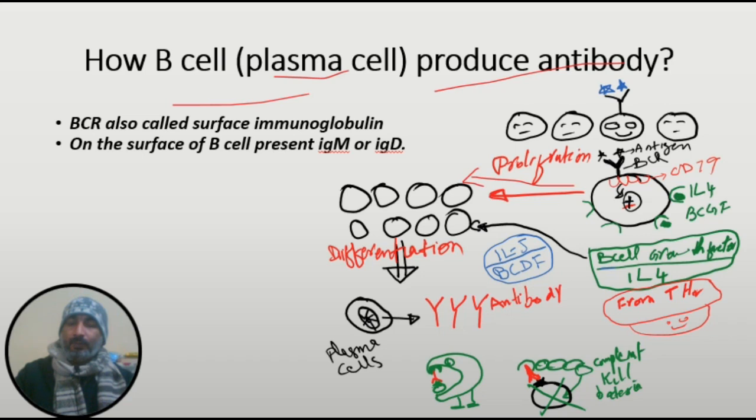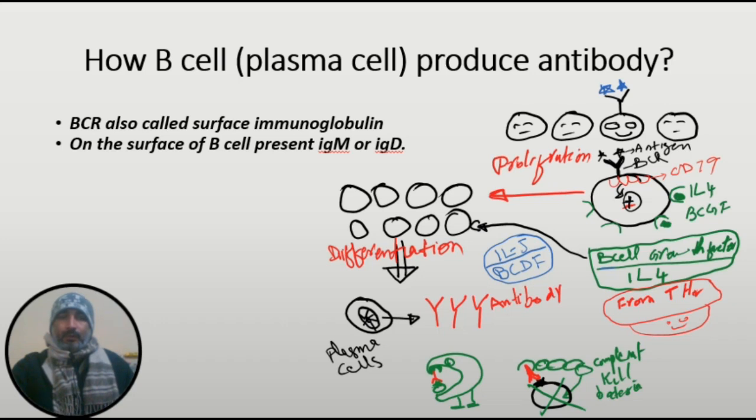Clonal proliferation of the B cell will occur here. So these are the different proteins which give the signal here. For example, the antigen will bind with BCR. That BCR, in the inner part of the membrane, has a receptor for CD79, and that CD79 will give the signal.